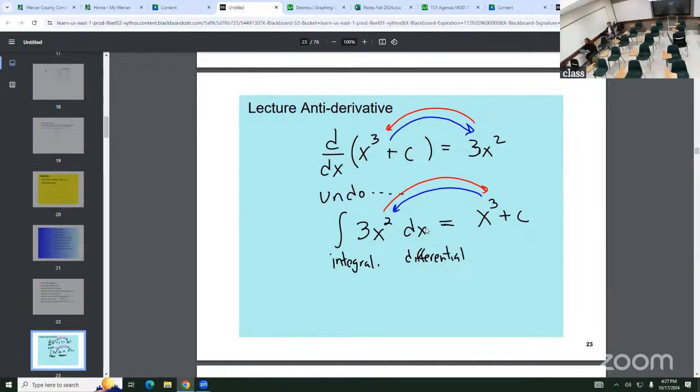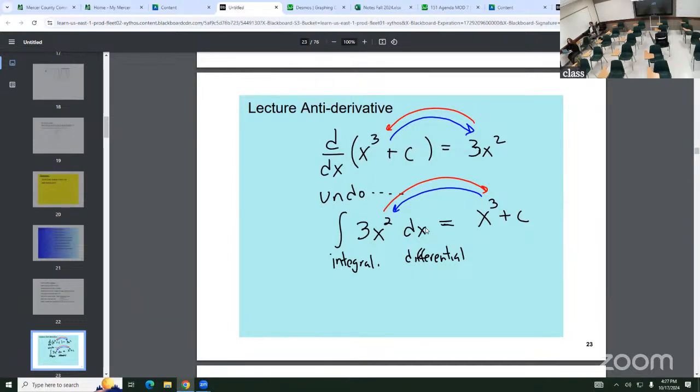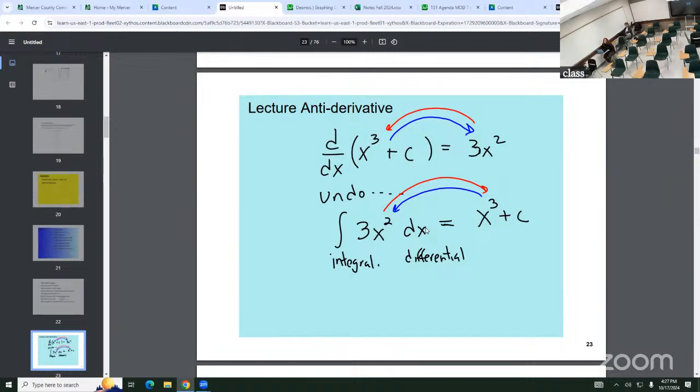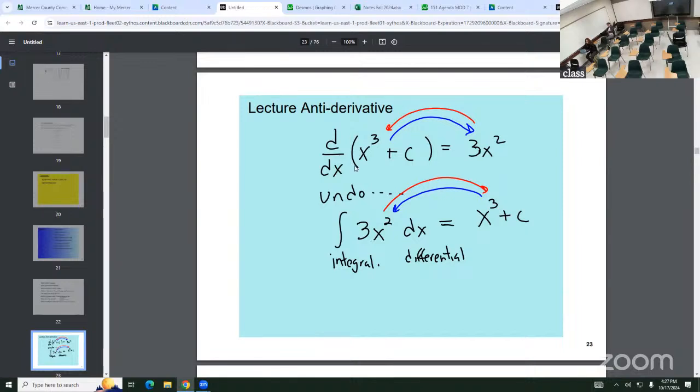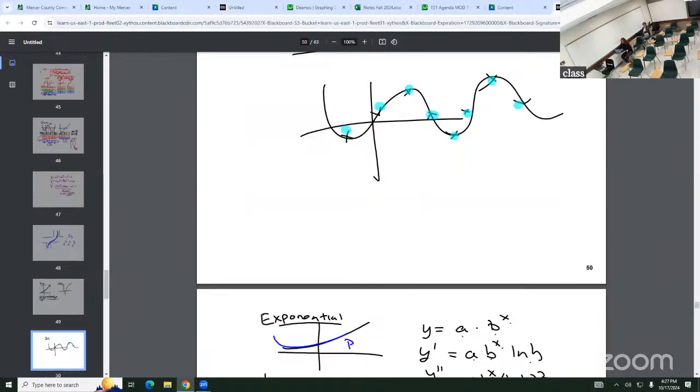So the derivative of x cubed plus c gives you 3x squared. To undo it, we invent something called the integral, and it looks like that squiggly. That's called an integral symbol. Okay? It's the first time you've seen it, yes? Looks like a big capital S, or a long skinny S.